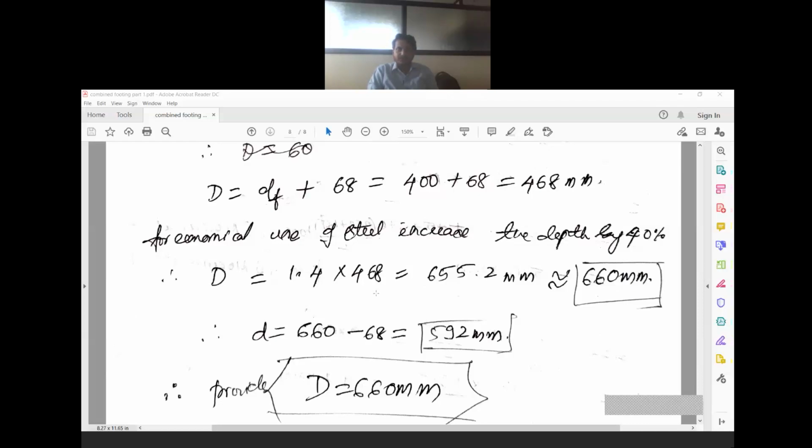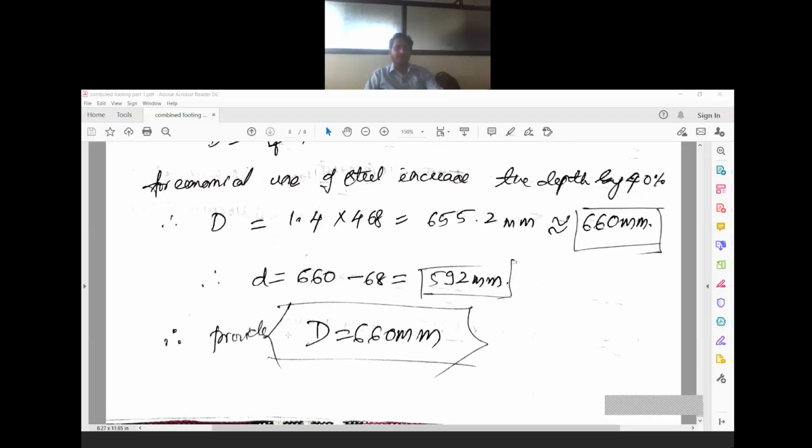So if I increase by 40%, I have to multiply it by 1.4. 468 into 1.4, I have 655.2 mm, which is correspondingly equal to 660 mm. So now the effective depth of the foundation is 592 mm, which is 660 minus 68. So therefore provide D is equal to 660 mm.